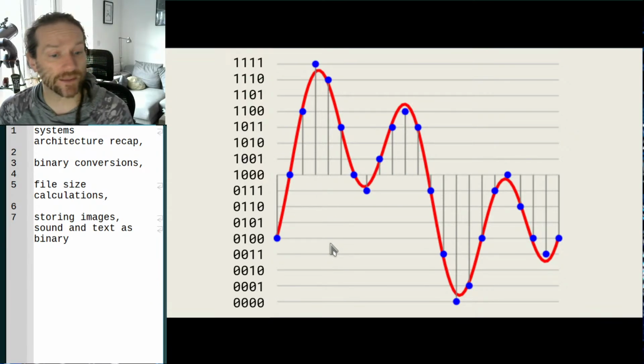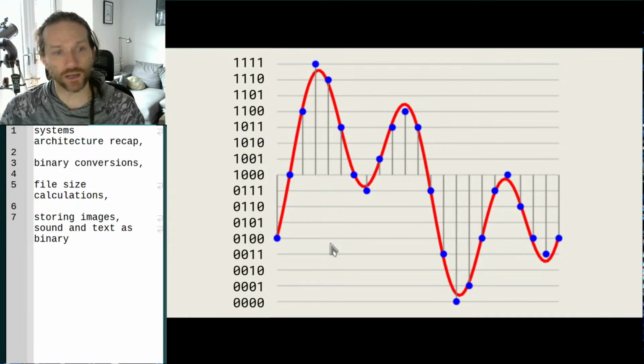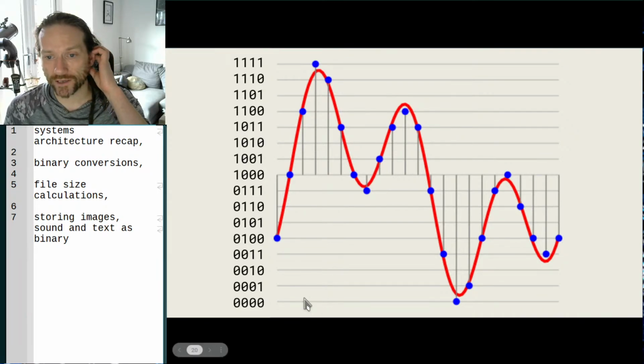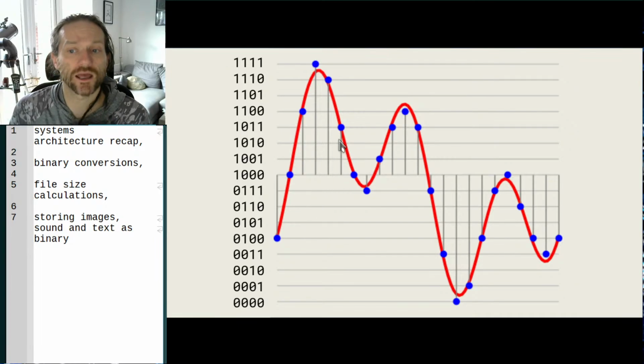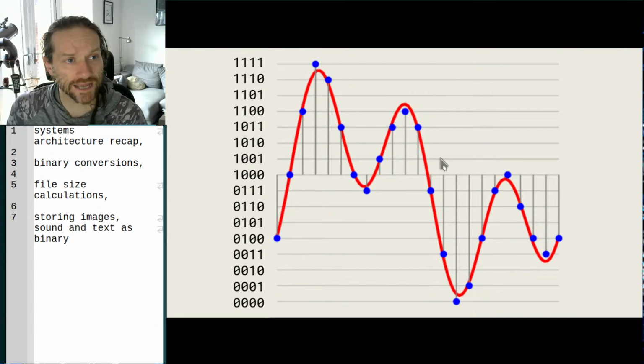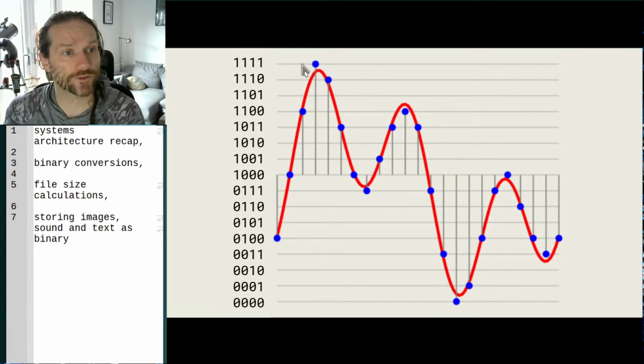And just like with images and with text, you just have that long stream of binary, okay? So the things that affect the quality of a sound wave: the higher the sampling frequency, the higher the quality of the sound wave. And the more of these levels you have, the higher the quality of the sound wave, right? So if I've got 4 bits per sample here, I've got 16 different levels. If I had 5 bits per sample, I would have 32 different levels.